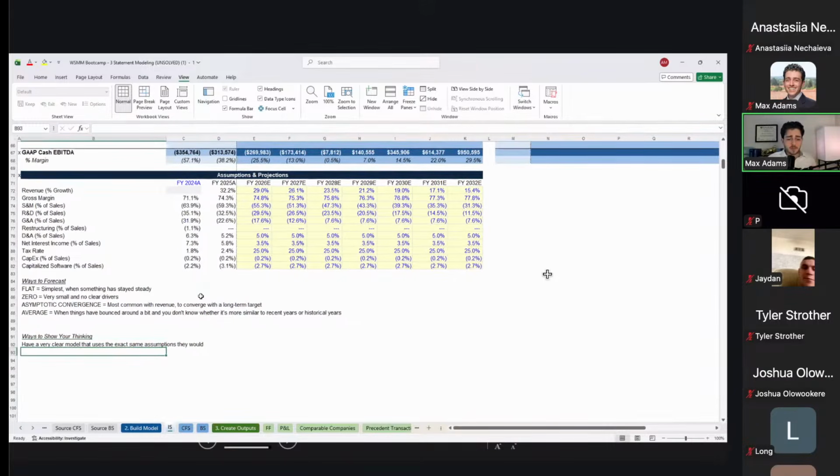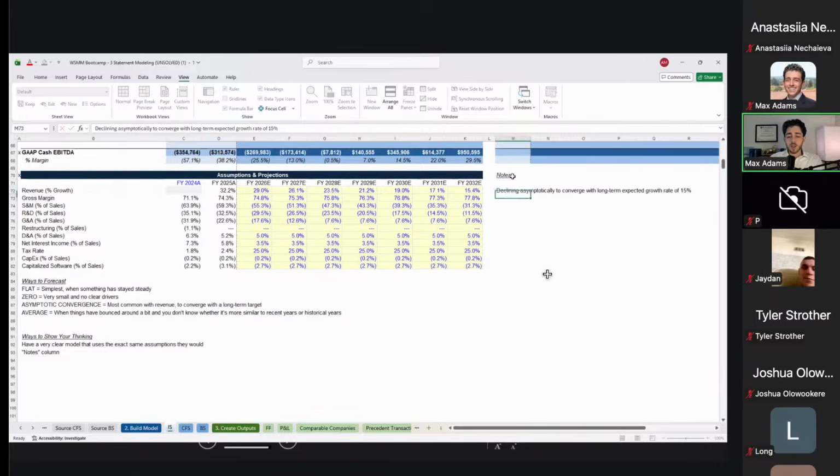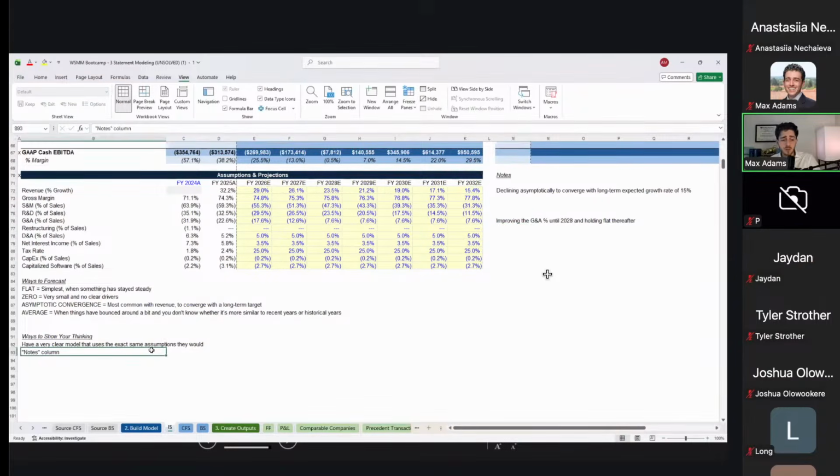And so the second thing is through a notes column. What that would look like is you'd have a little column over here where you'd say notes, and you'd say declining asymptotically to converge with long-term expected growth rate of 15%. And then on this one, you would say improving the G&A percentage until 2028 and holding flat thereafter. So it's like writing a brief description of what you're doing. That's going to be really, really helpful.